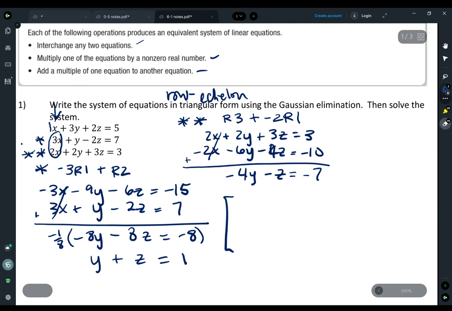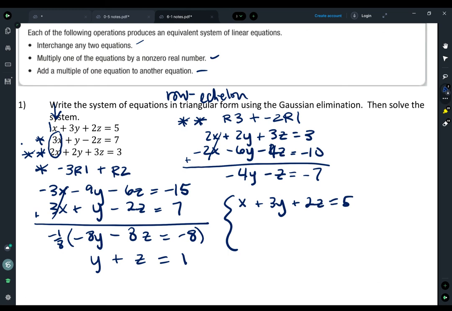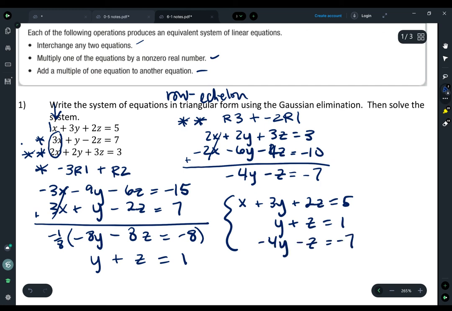Oh, sorry, I said matrix, but we're doing matrices later on. Right now we're just looking at systems. We're kind of breaking you guys in gently. I'm going to put a bracket here to show that the 3 go together. So my first one's not changing: x plus 3y plus 2z equals 5. My middle one's good. My middle one is y plus z equals 1. And my last one is -4y minus z equals -7.